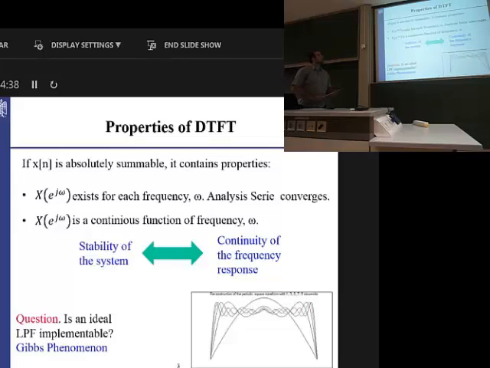I also chose this slide from the previous lecture because I thought that the ideas behind these slides, which I bring up from previous lectures, may help us in some future lectures. So that's why I repeated these slides. From this slide we understood that the stability of the system is equivalent to the continuity of the frequency response, and that it's impossible to implement an ideal low-pass filter in practice.